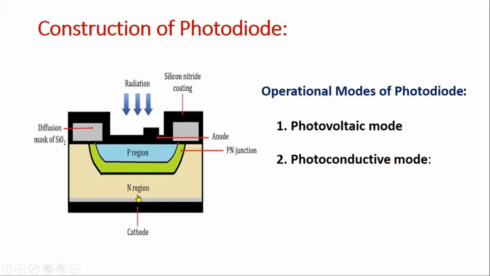Here is the construction, consisting of P-type and N-type regions with a PN junction in between. As the radiation falls on it, electrons start moving from the N region to the P region, so you can understand the photovoltaic action. It works in photovoltaic mode and photoconductive mode. These are the two operational modes here.